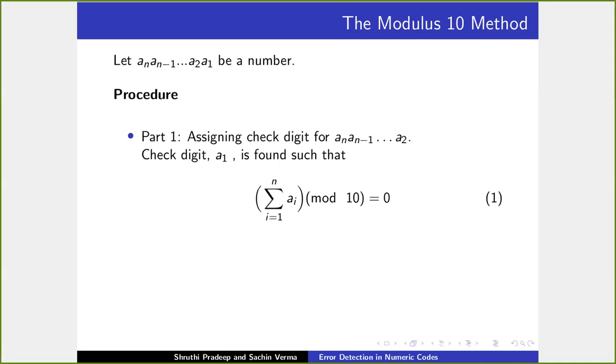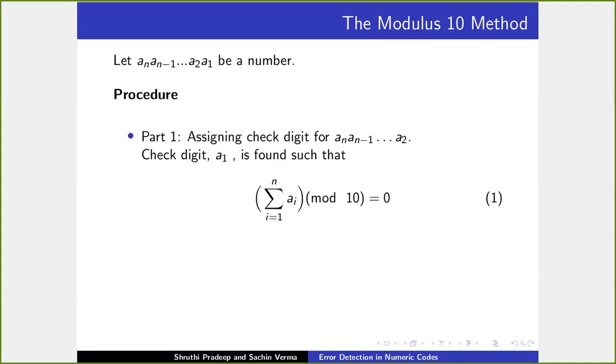Now in this method, as Shruti mentioned, a1 is actually the check digit we use. For example, when she talked about the universal product code, it's a 12 digit number, out of which 11 digits are for the specifications, and the last digit is used as the check digit. Similarly, in our case also, a1 is going to play the role of check digit.